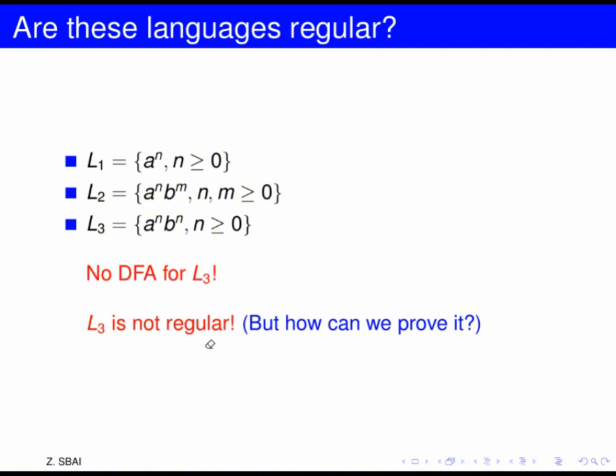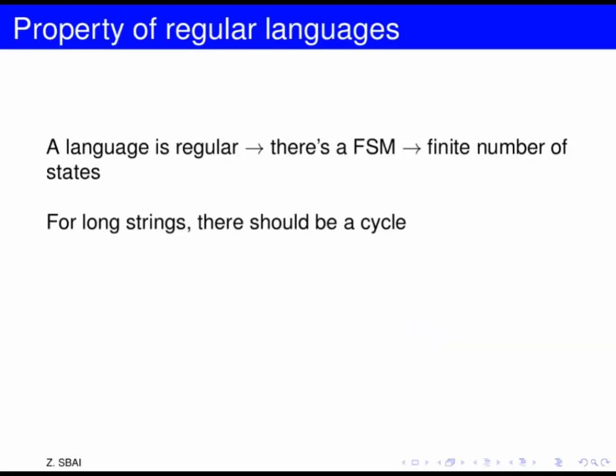Okay, but if we don't find a deterministic finite automaton, does that mean that this DFA doesn't exist? No, we should find a way to prove it. We have to find a concise approach to prove that a language is not regular. For this, we will use a property for regular languages that states that if a language is regular, for long strings, there should be a cycle.